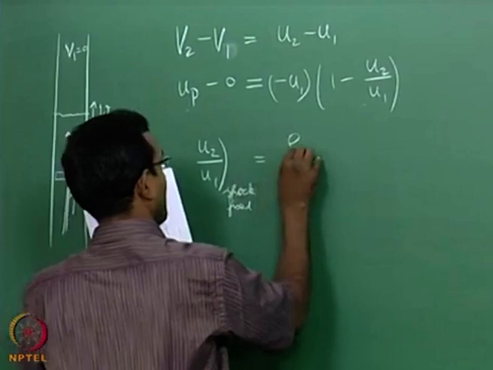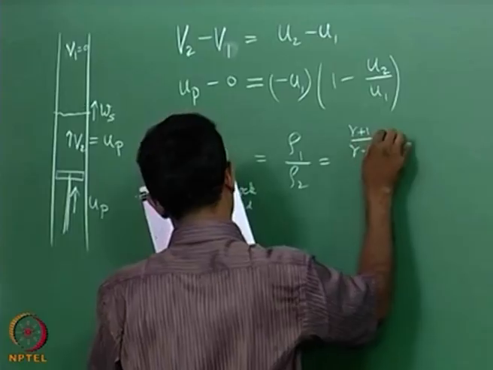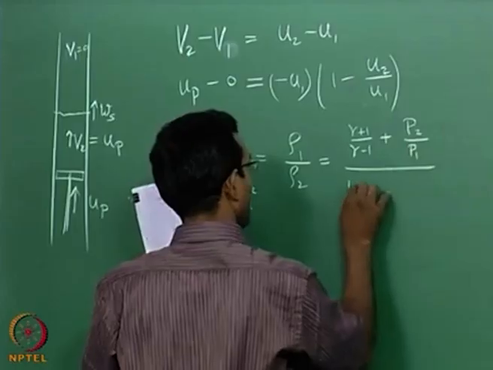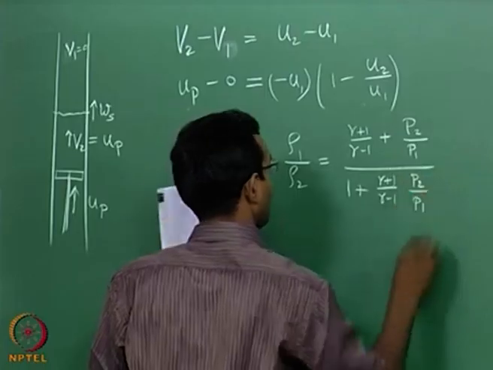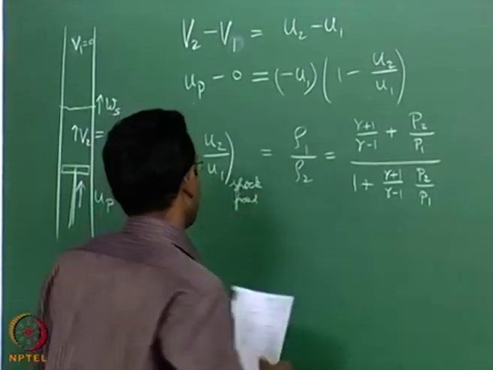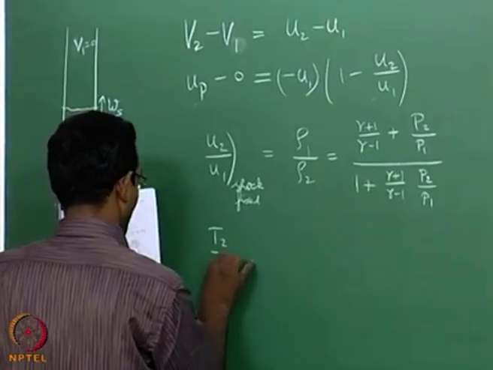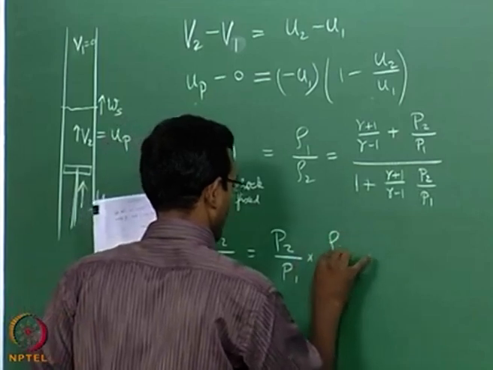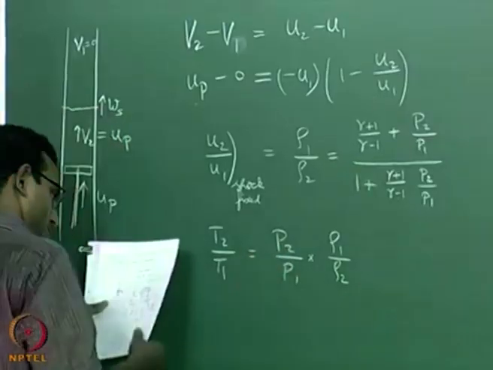We have this relation to be rho 1 by rho 2, which is given by gamma plus 1 by gamma minus 1 plus P2 by P1 divided by 1 plus gamma plus 1 by gamma minus 1 P2 by P1. We wrote this expression as rho 2 by rho 1 and this reciprocal. I just wrote it the other way in here in this class. And of course, you can write T2 by T1 also, but I will just write the simple one, P2 by P1 into rho 1 by rho 2. So, P2 by P1 multiplied by this quantity in here will be T2 by T1.